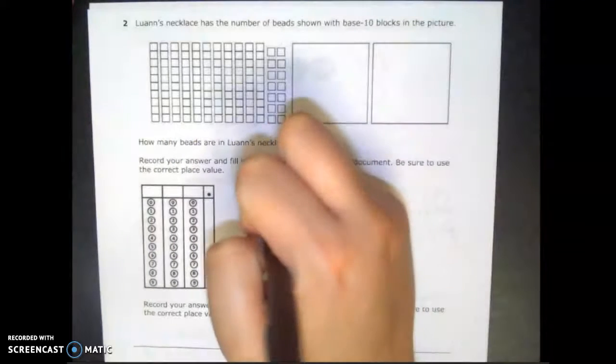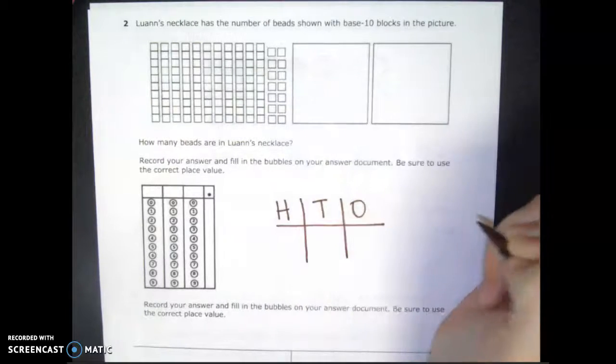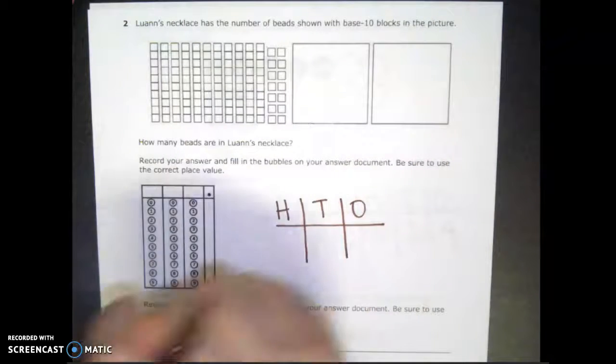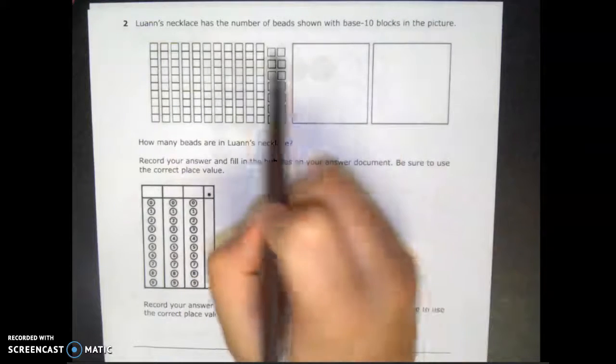So first I'm going to make my place value chart. Hundreds, tens, ones. I don't need to do anything else because I can see that I only have hundreds, tens, and ones. So that's all I'm going to make my place value chart for. So I'm going to start with my ones.